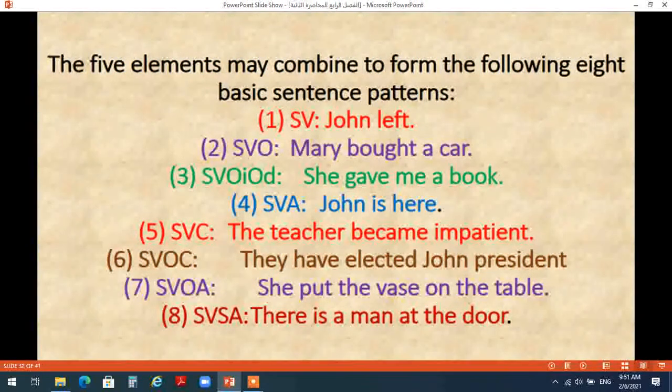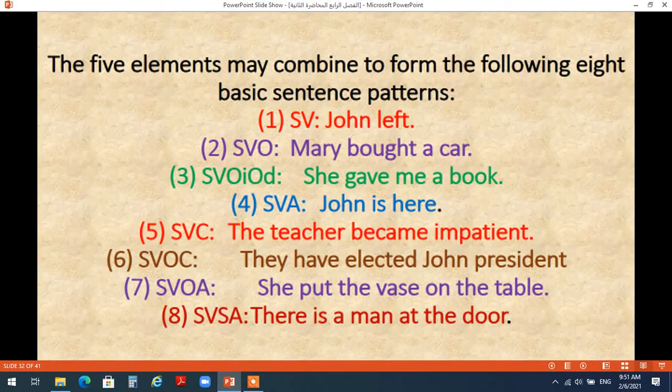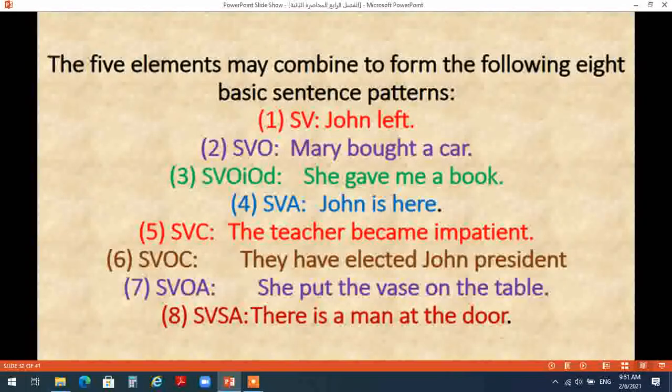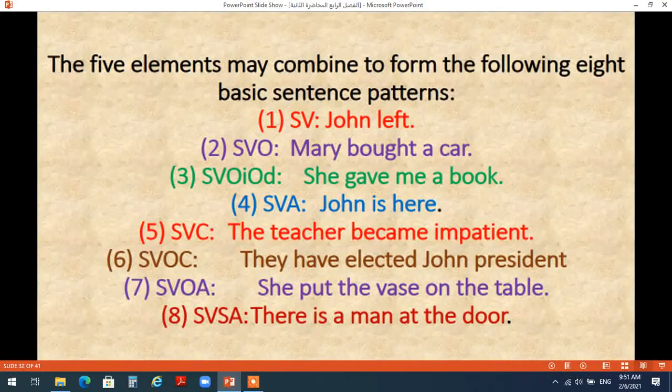The 5 elements may combine to form the following 8 basic sentence patterns. إذن هذه العناصر الخمسة التي تتكون منها الجملة البسيطة الإنجليزية ممكن أن تتحد بعضا منها أو كلها أحيانا في جملة، ففي المحصلة النهائية نحصل على ما يسمى the basic sentence patterns. في الحقيقة in English we have 8 basic sentence patterns. لدينا 8 أنماط من أنماط الجمل الرئيسية. النمط الأول يتكون من الفاعل والفعل الذي يكون intransitive verb اللي هو فعل لازم. For example, John left, the baby slept.